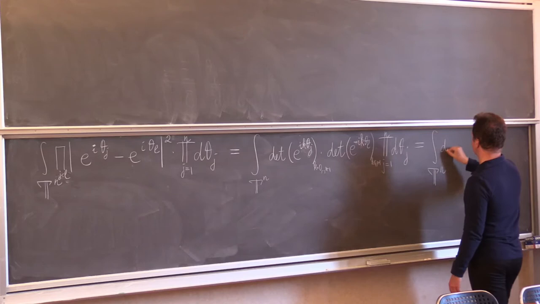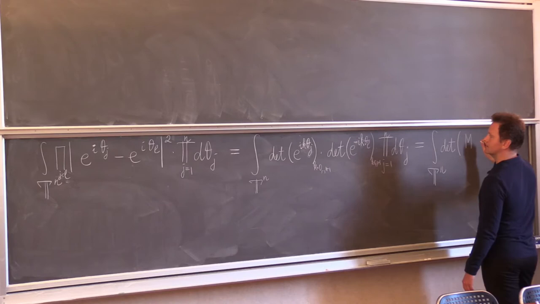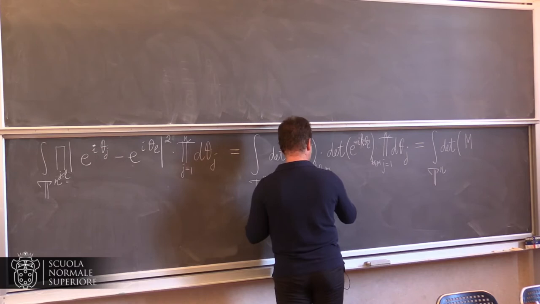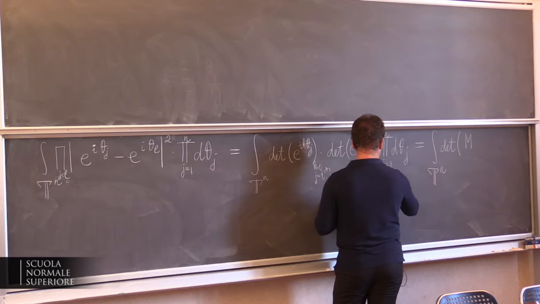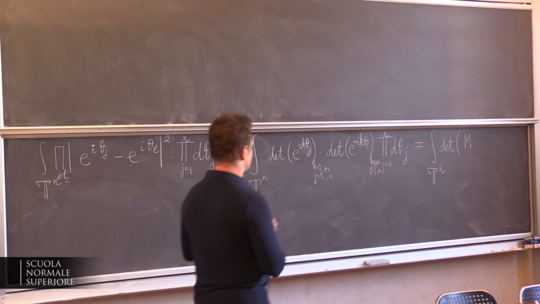So I write the determinant of a matrix, let's say M_jl, where j is from 1 to n, and here l from 1 to n, because we do not know, theta j are some values, theta l are some other values. It's better, yes, absolutely.